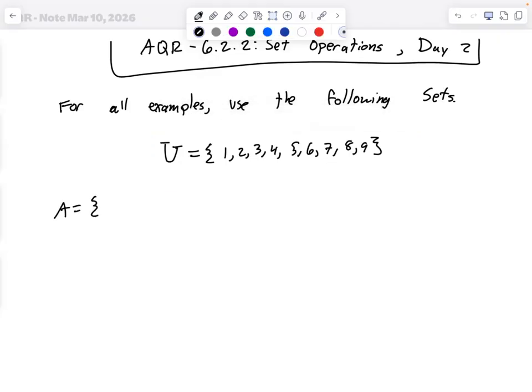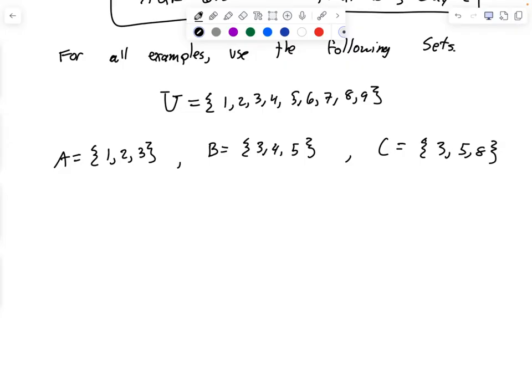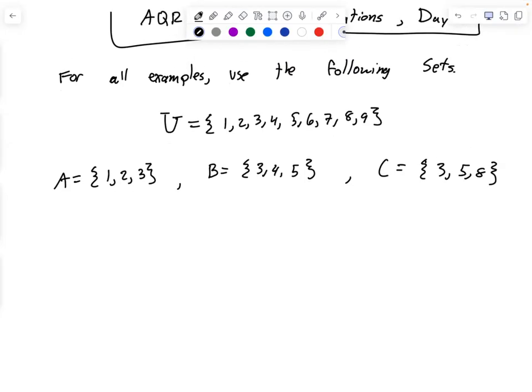Set A is 1, 2, 3. Set B is 3, 4, 5. And set C, we're adding a third set in this one, is 3, 5, and 8. Okay. Let me give you a little time to write those 3 sets, as well as recognizing what our universal set is. The numbers in this case, 1 through 9, is the universal set.